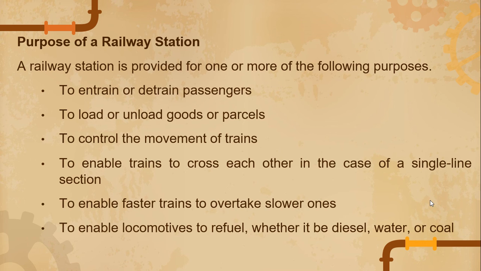Next one is to control the movement of trains, to enable trains to cross each other in case of a single line section. Meron kasing part na 2 lane siya, tapos sa dulo magiging 1 lane na lang. So yung railway station yung mag-provide ng decision kung sino muna yung papadaanin, then saka pala mag-proceed yung another one. Next one is to enable faster trains to overtake slower ones. Yun nga, nasa railway station yung control kung papayag sila na ma-overtake yung isa.